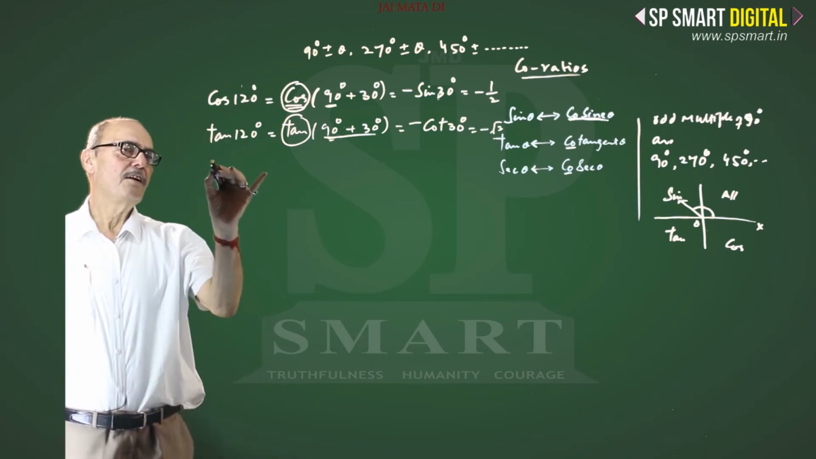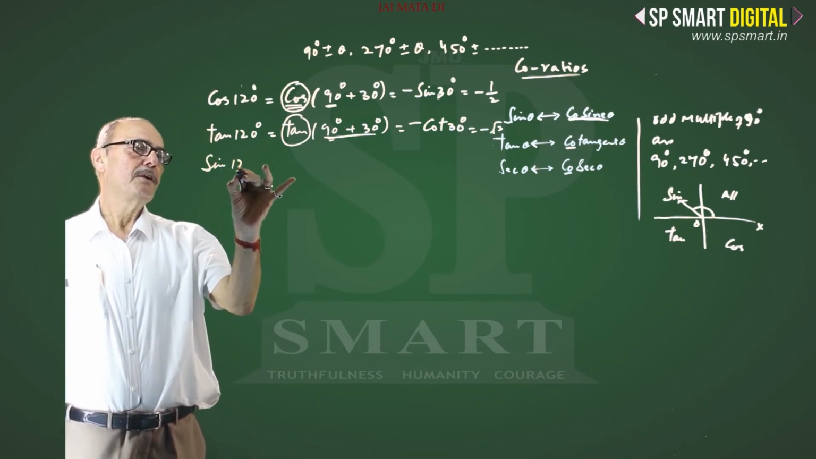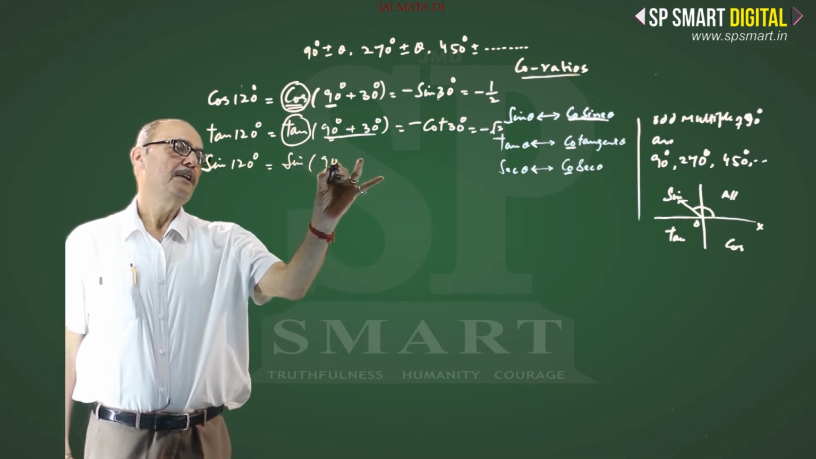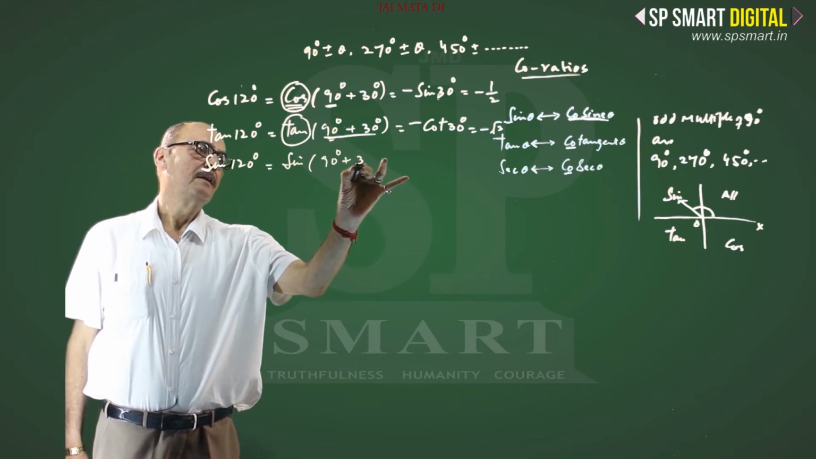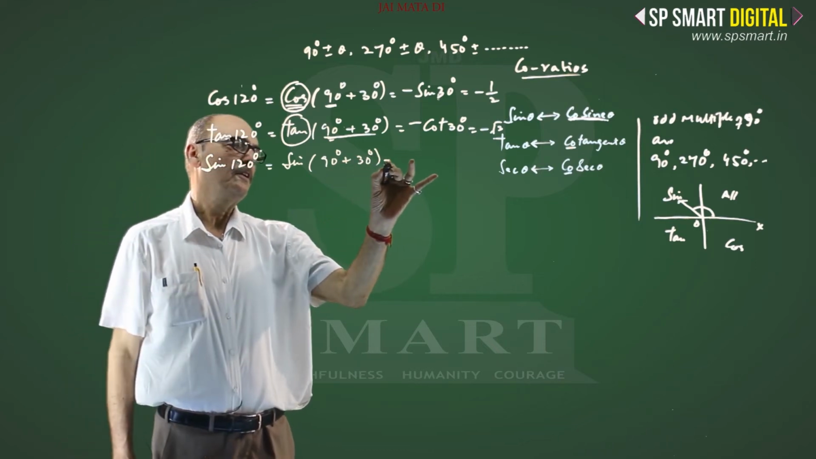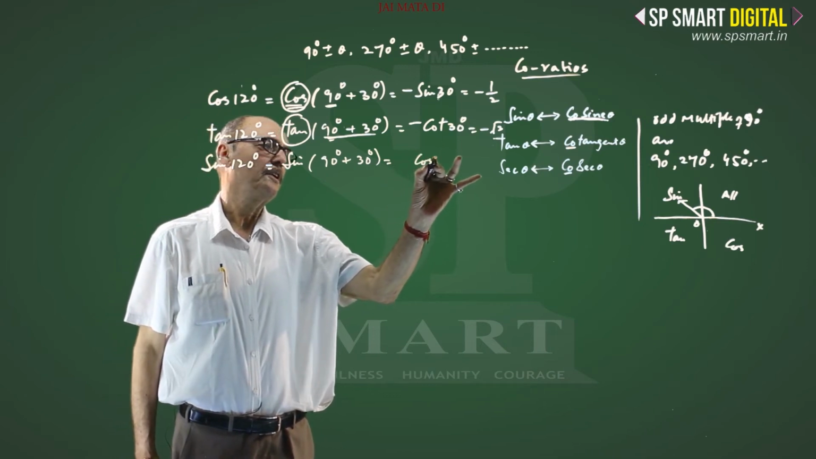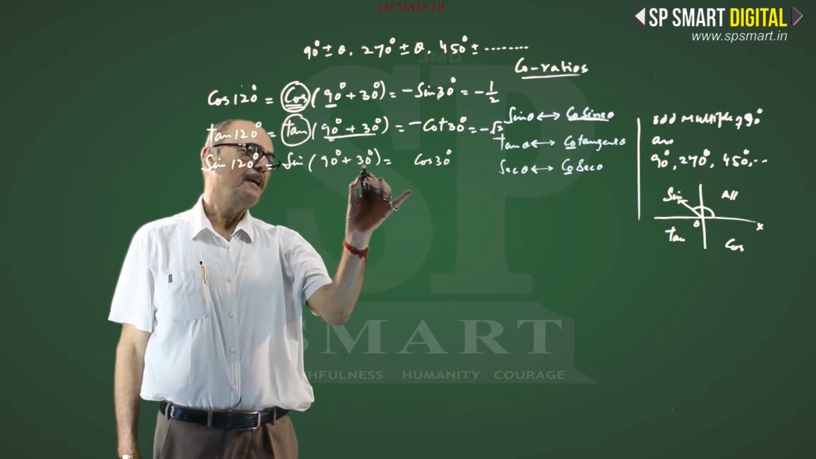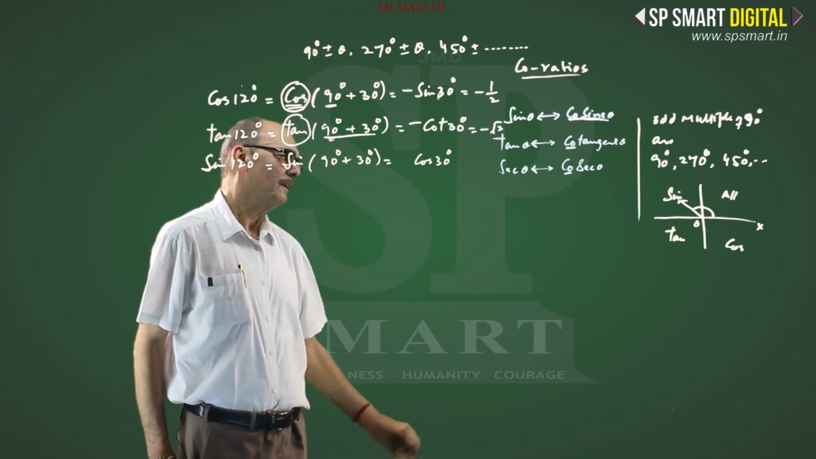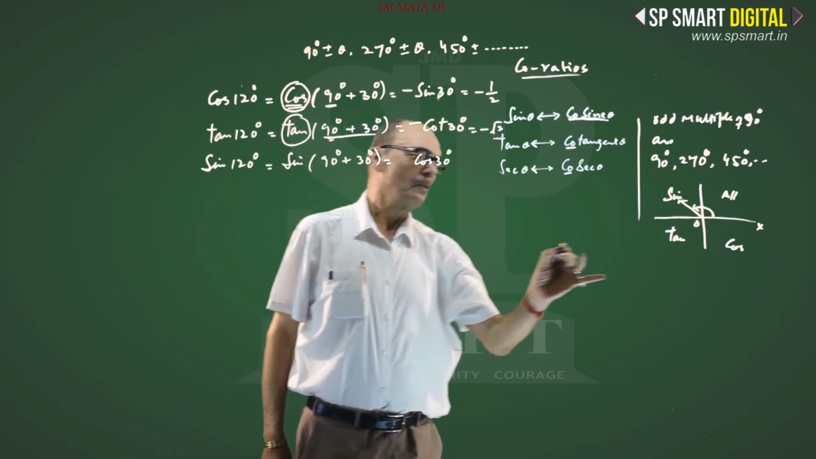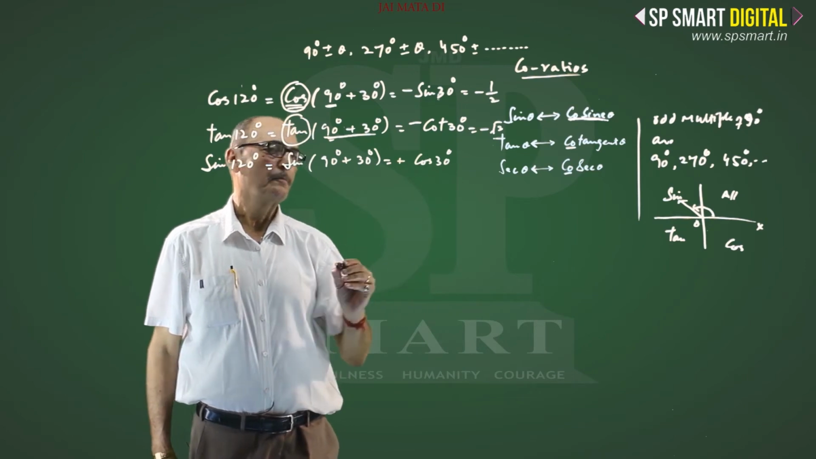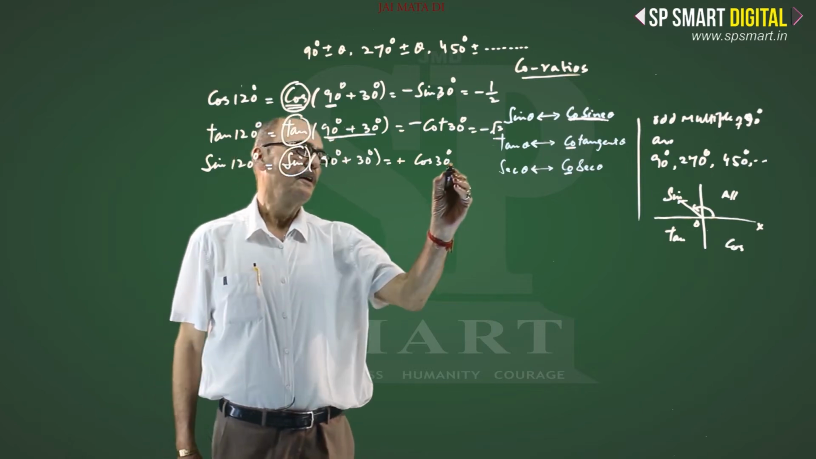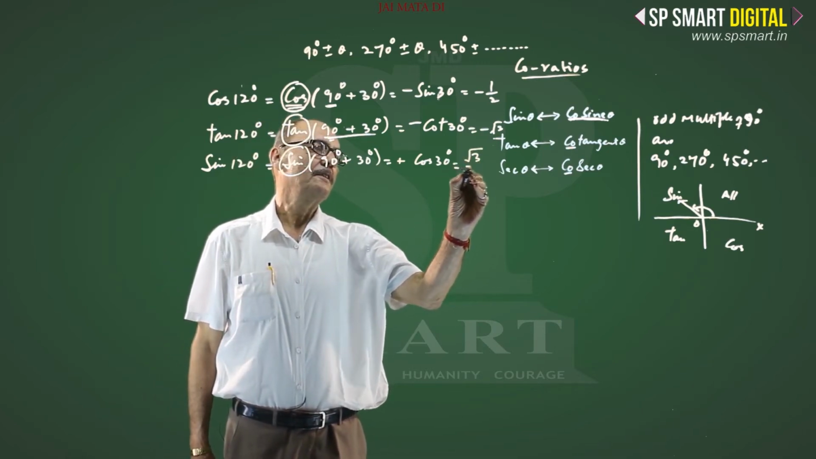Then sine of 120 degrees. So this is sine of 90 degrees plus 30 degrees, which is cos of 30 degrees, and 90 degrees plus 30 degrees lies in the second quadrant. Here I explained to you, so it is positive because sin theta is positive in the second quadrant. So the value of cos 30 degrees is root 3 by 2.